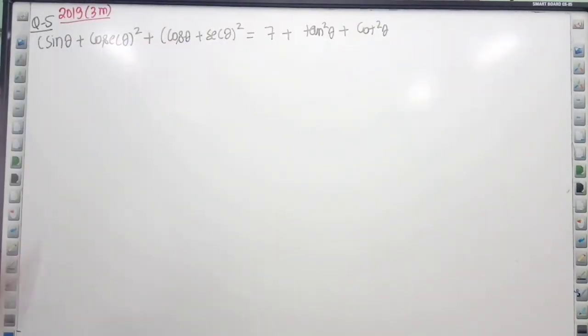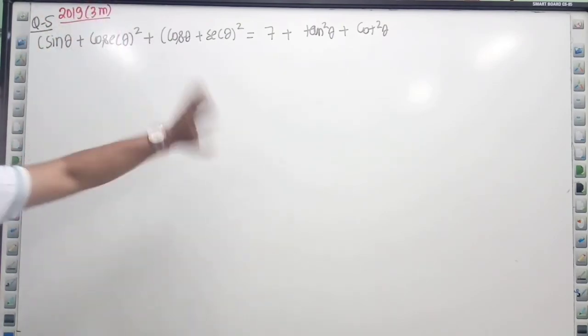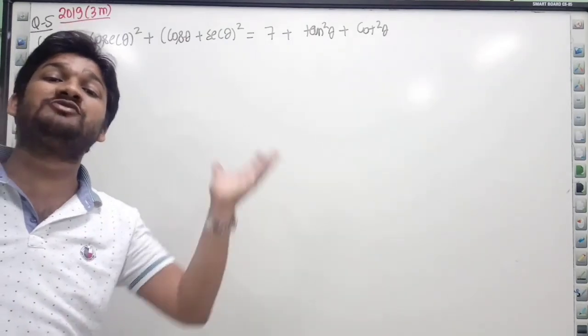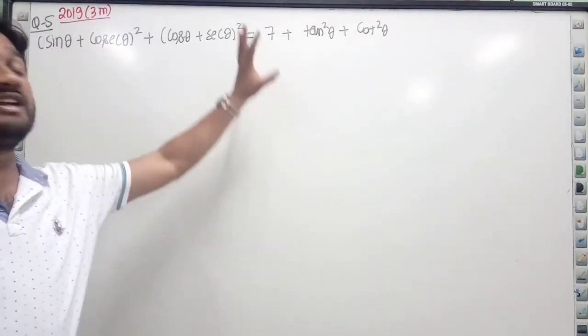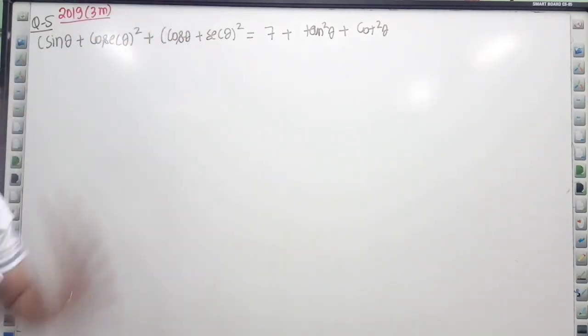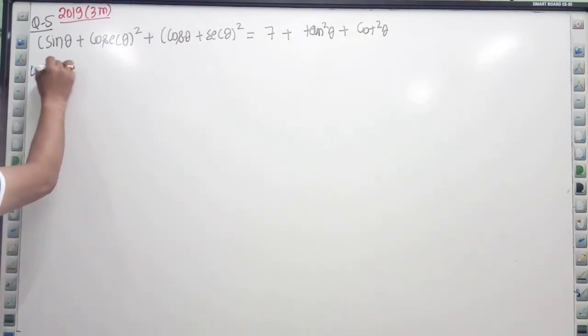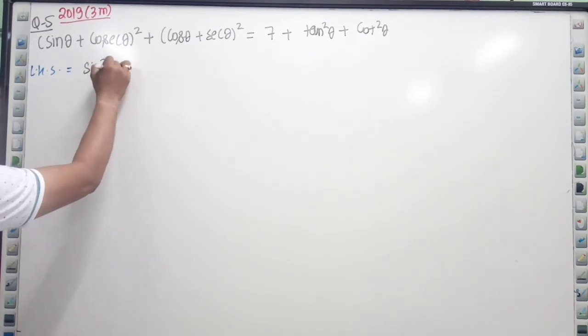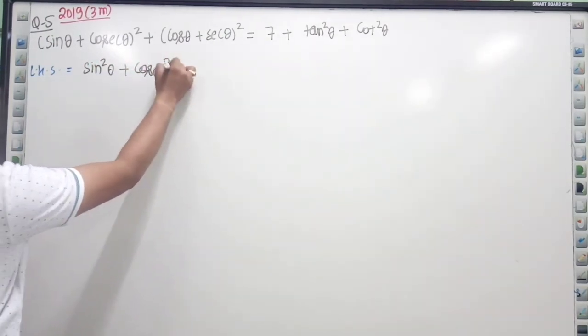Next question is of 2019, 3 marks again. We have (sin plus cosec) whole square plus (cos plus sec) whole square equal to these terms. Whatever we do in trigonometry is based on the term on the right hand side. On the right hand side we have the square terms and on the left hand side (a plus b) whole square, (a plus b) whole square. So I will be squaring, expanding the LHS. (a plus b) whole square, what can I write? a square plus b square plus 2ab.